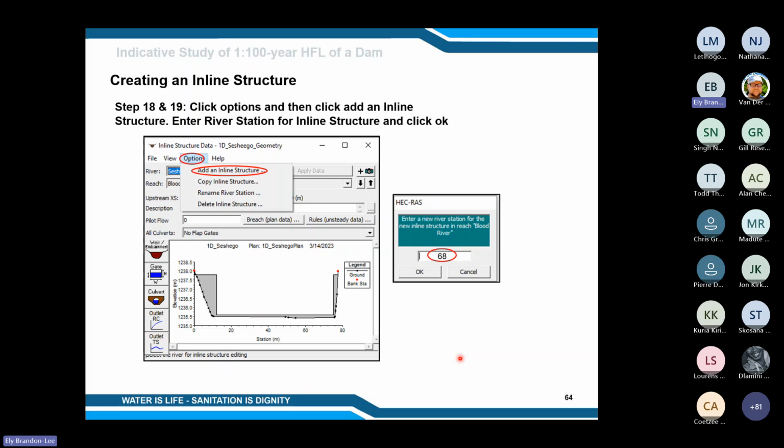It is important to note that when you create an inline structure and specify the station number of the structure, the cross section in which the inline structure is placed takes up the shape of the cross section located just upstream of the inline structure. Therefore, if you had a cross section with a station number 69 located downstream and a cross section with a station number 67 located upstream, and you give your inline structure a station number of 68, it will take up the shape of the cross section 67.